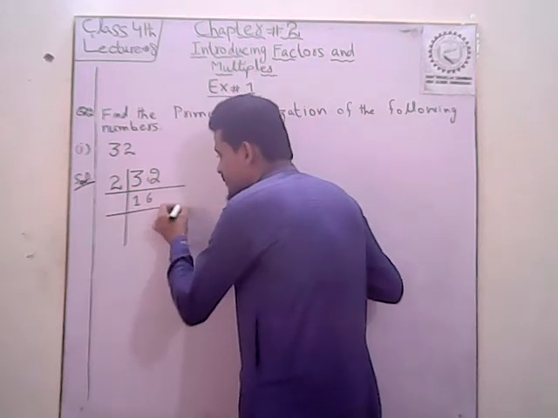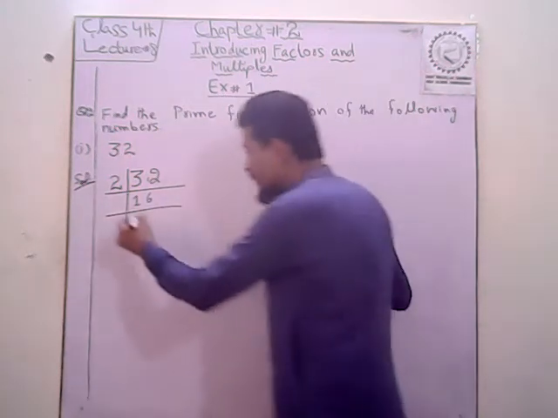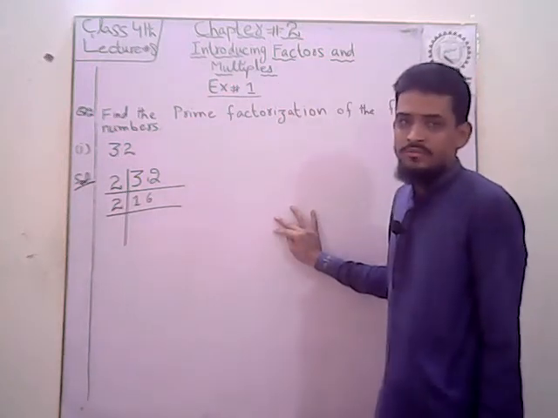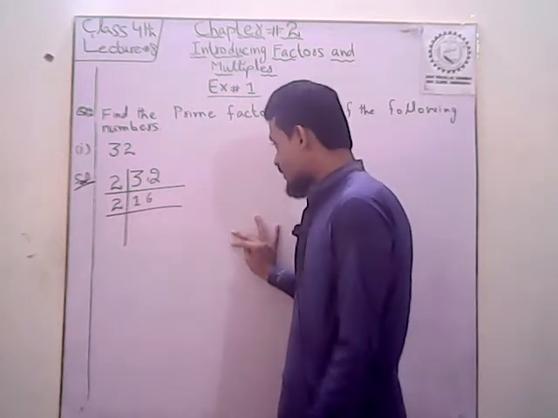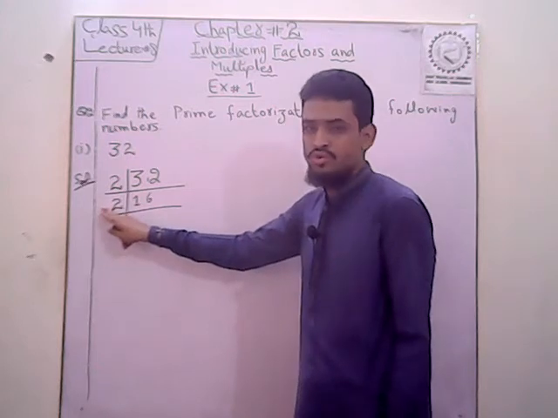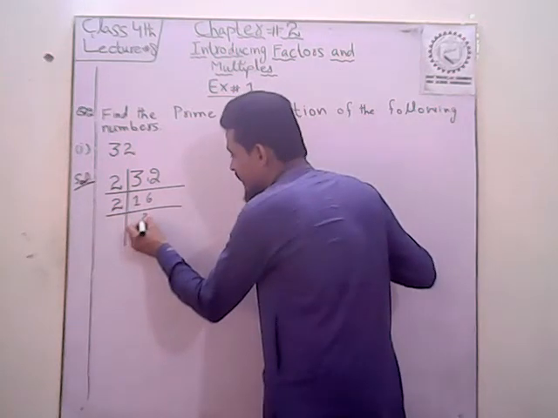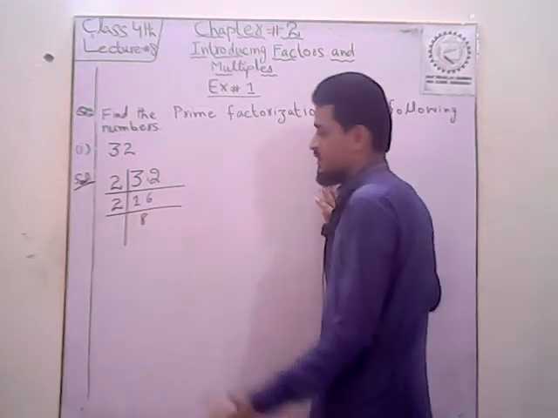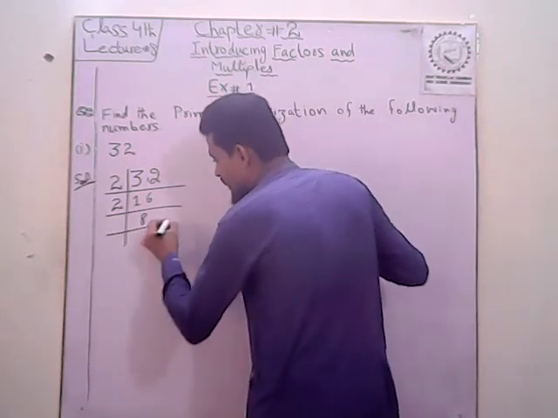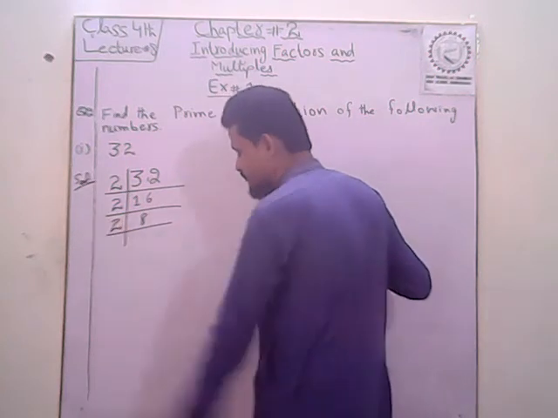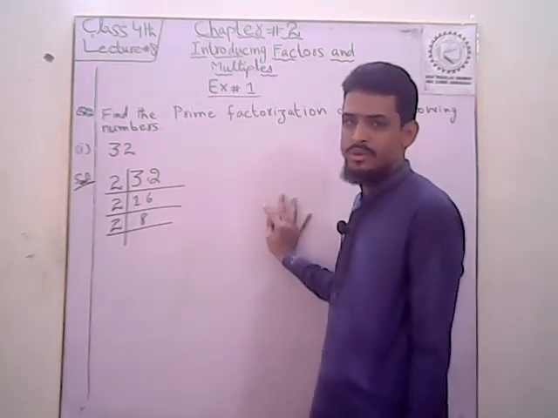Similarly, we write over here 2 and we read the table of 2. 2 8 ज़ा 16, so we write over here 8. Again we write 2. So read the table number 2.